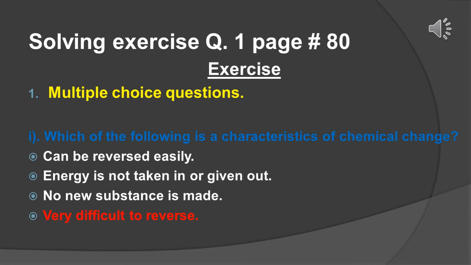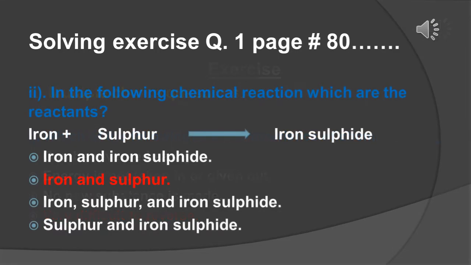We know that we are talking about chemical change in the statement, so it's clear that the last option, option 4, is correct for statement number 1. Second statement is now in front of you, that is, 2. In the following chemical reaction, which are the reactants?